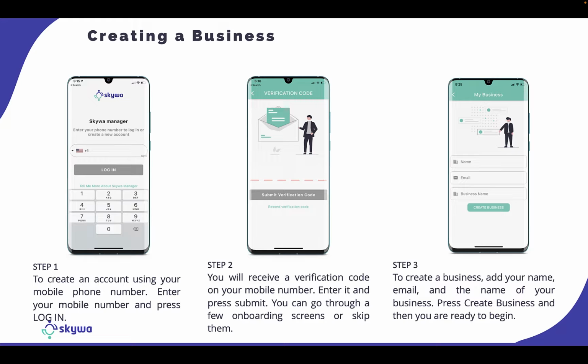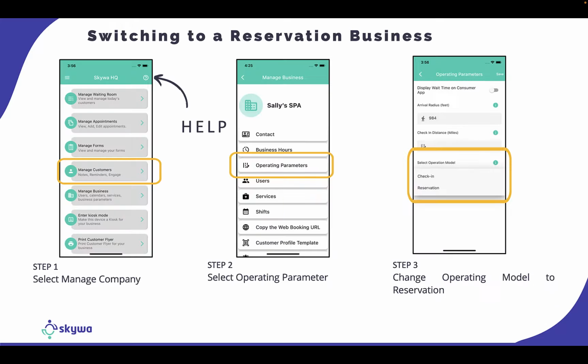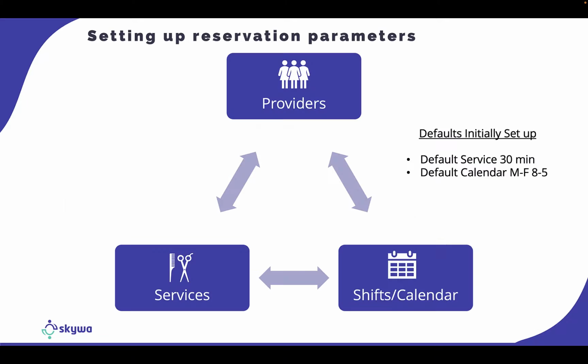But to allow yourself and your clients to make reservations, you need to switch it to a reservation business. So on the left, this is the first screen you'll see once you've created your business, and you want to go down to Manage Company. And when you select Manage Company, select Operating Parameters, and then go over to Operation Model and switch it from a check-in operation to a reservation operating model. Once that's been done, you're actually able to take reservations, but it's just using a default appointment type of 30 minutes and a default calendar of 8 to 5.